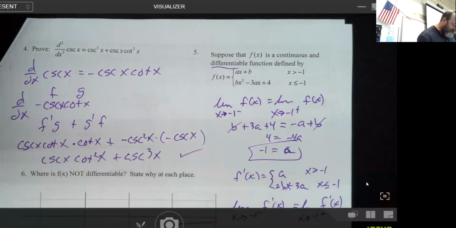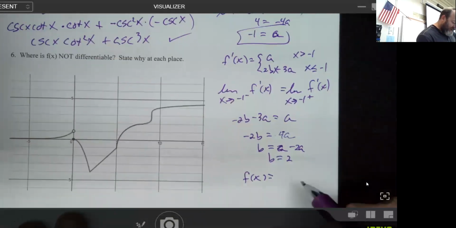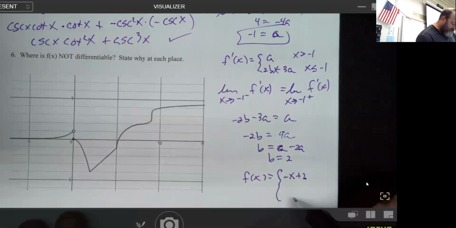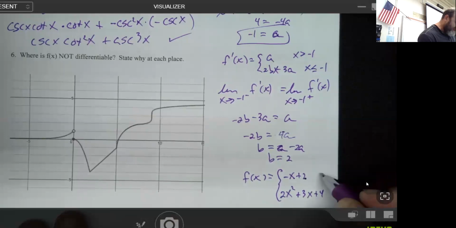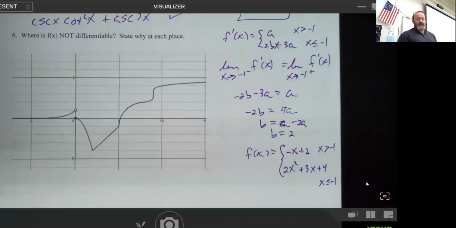So my function f of x, let me pull this back up here to the top, is no longer ax plus b. It was ax plus b, and the second one is bx squared, 2x squared, minus 3ax, so that'd be plus 3x plus 4. This is for values of x greater than -1, and this is for values of x less than or equal to -1. And that's what actually makes this function continuous and differentiable. Now, that was the hard problem. Number 6 is a much nicer one.